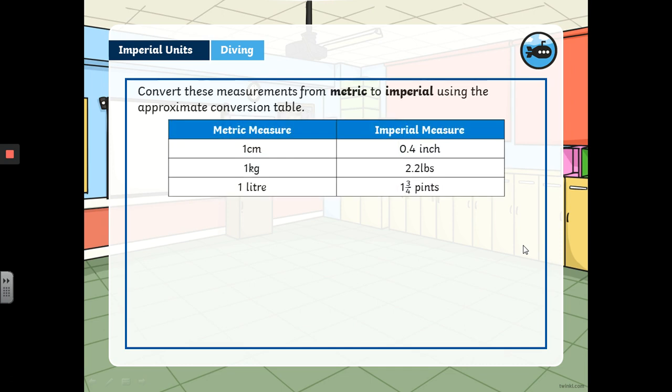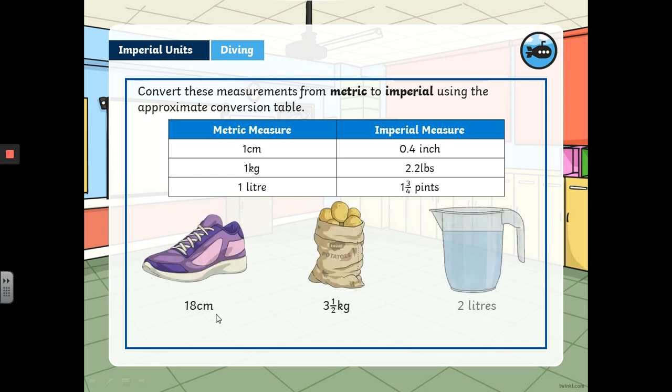The next slide. Now, 1 centimeter is equal to 0.4 inches. 1 kg, 2.2 pounds. 1 liter, 1 and 3/4 pints. Now, this is 18 centimeters. The potato is 3.5 kgs, and the tumbler has 2 liters of water. So 1 centimeter is these many inches. So how much would 18 centimeters be?